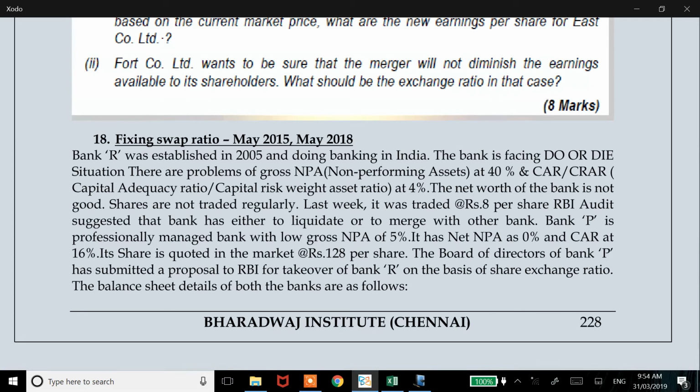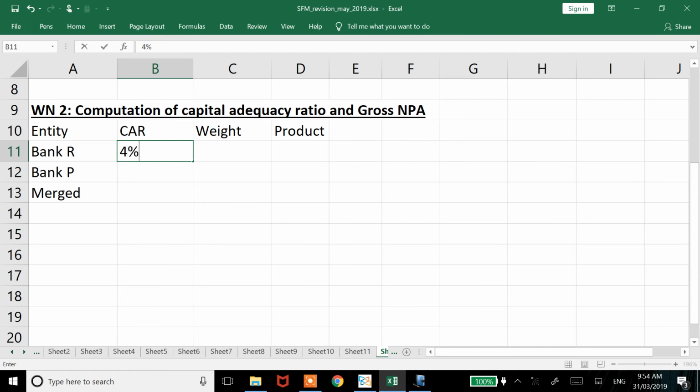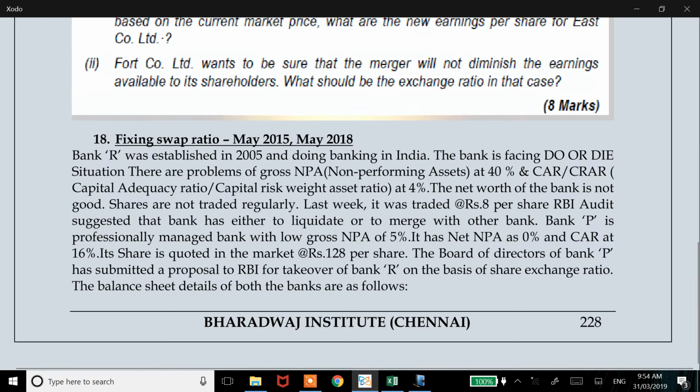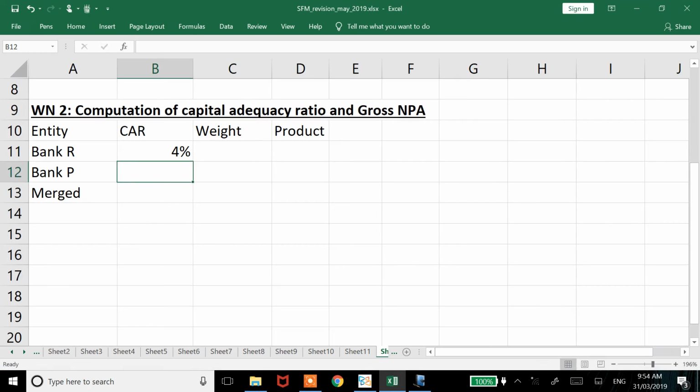The capital adequacy ratio of bank R is 4%. Bank P is 16%. Somewhere in between 4 and 16 is going to be the answer. Now, the format works in such a way that your second column into third column should add up to the product. That is how we do. Second into third is the product.